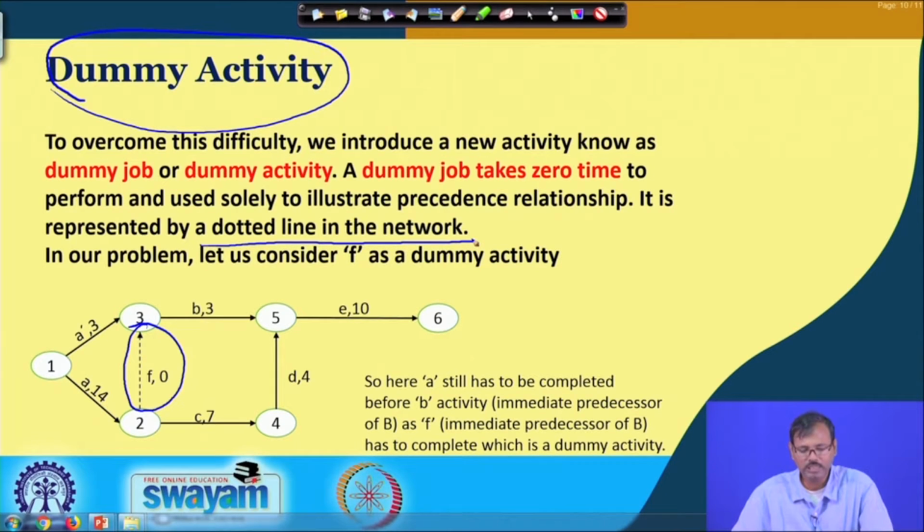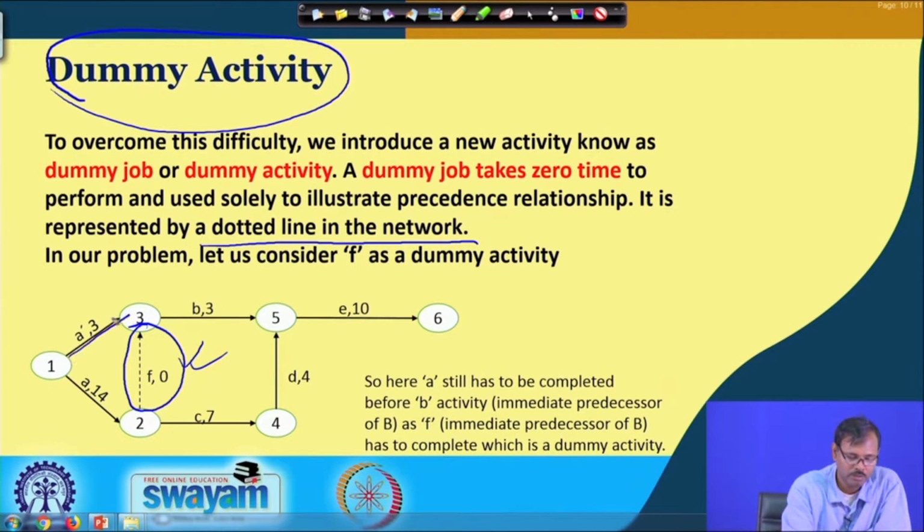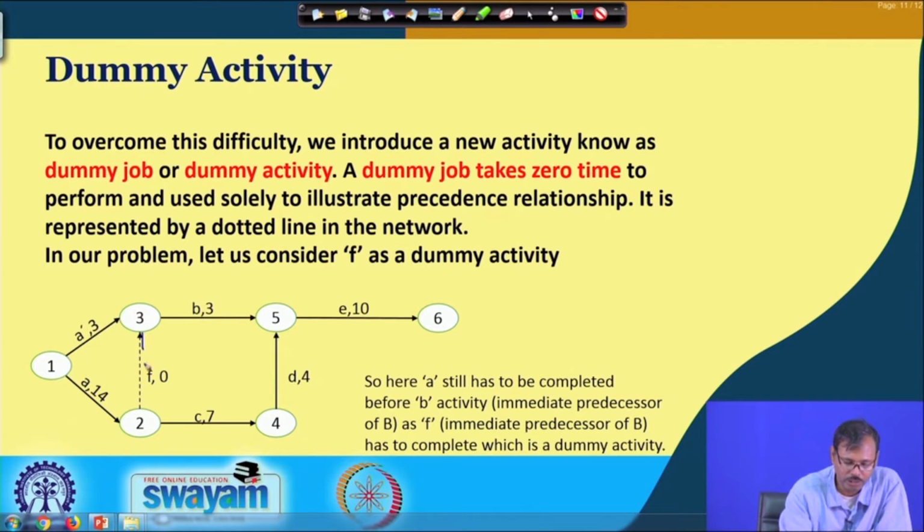So, now in this case let us consider that F is a dummy job, and now you can see we are having the market survey and the forecasting of sales. Both are required for the job B, that is for pricing, and this precedence is provided by this dotted line, which is basically showing a dummy activity F. So, F is a dummy activity.